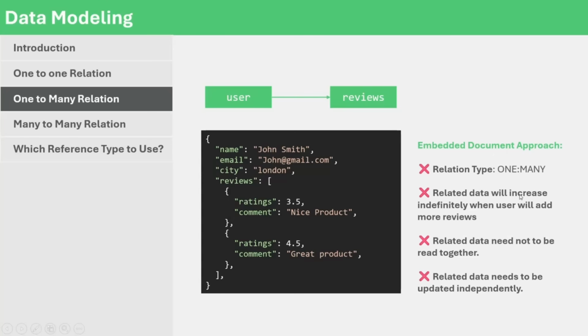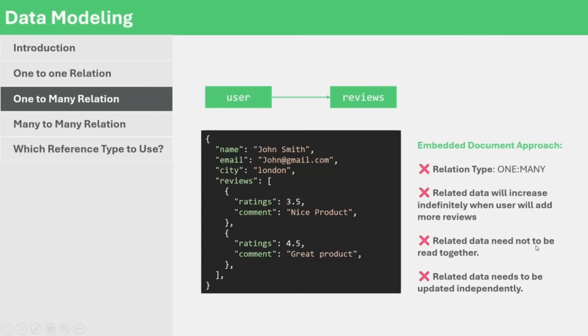Then the related data will increase indefinitely, because whenever a user will make a new review, that review will get added to this reviews array. So in the future, it is possible that the user has made, let's say, 100 or 1000 of reviews for different products. Then all those 1000 reviews will be added to this reviews array. So this reviews array can grow indefinitely in the future. And that's why here also the embedded document approach is not advised.